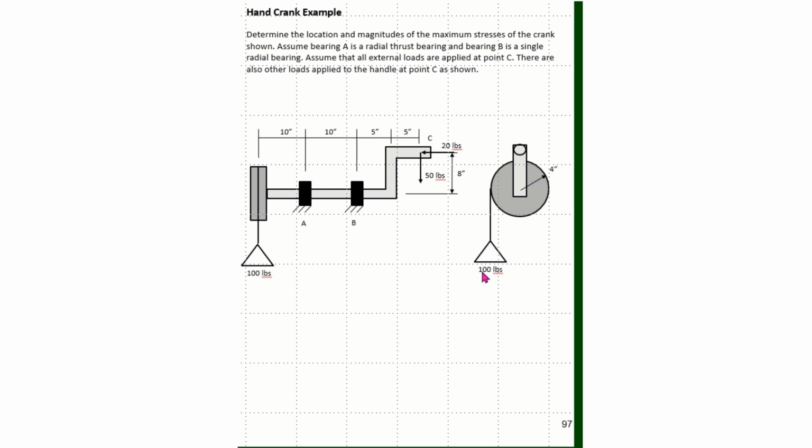trying to lift. So again, the first thing that we need to do is make sure that our whole system is in equilibrium. And we do that by drawing a free body diagram, labeling a coordinate system, and then determining the reaction forces and moments.